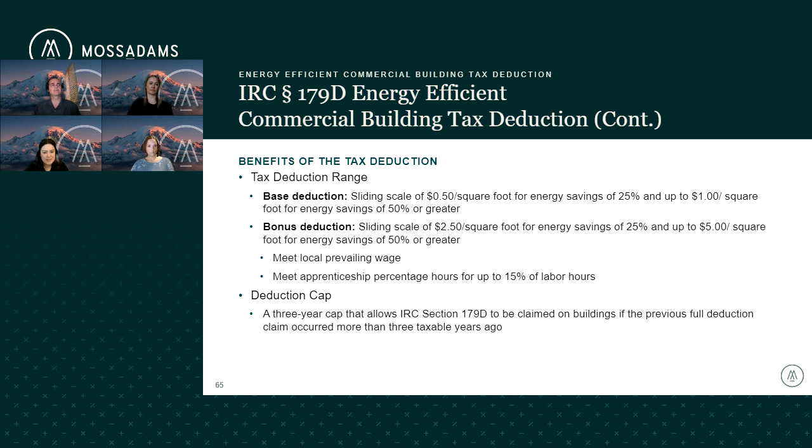There's also a bonus deduction, as you'll see here, if you meet the local prevailing wage and you meet the apprenticeship percentage hours for up to 50% of labor hours. So again, there are documentation requirements around the prevailing wage and apprenticeship. That's something to just keep in mind. Again, you can see here, that's just an enhanced credit benefit. And there is a deduction cap for this credit.